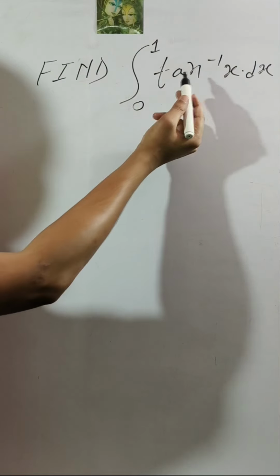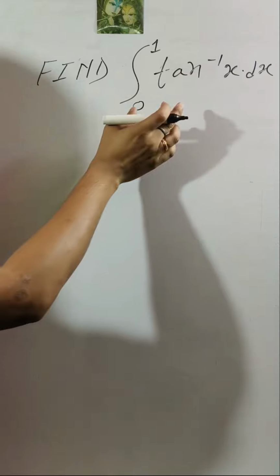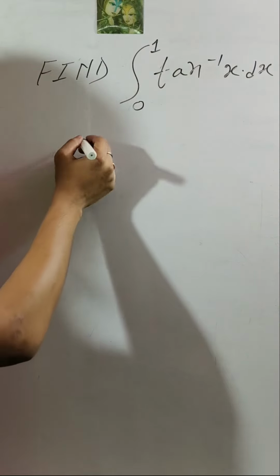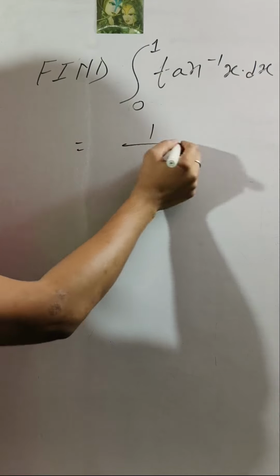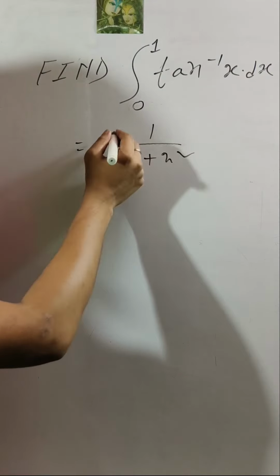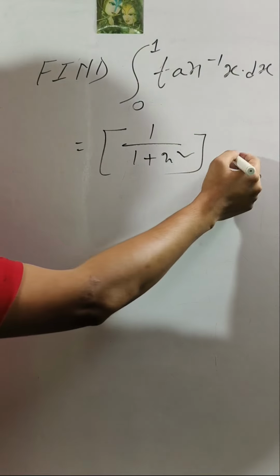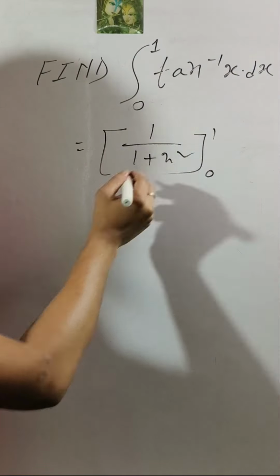Find the integration of tan inverse x with respect to x from 0 to 1. We need to find the integration of tan inverse x. And as we know, the integration of tan inverse x is 1 by 1 plus x square. Since we are going to find the definite integral, we don't need to put any constant here. So we just simply put the limits, that is 0 to 1.